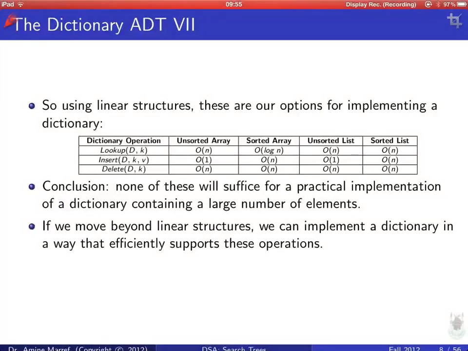So we stopped last lecture at discussing the dictionary abstract data type, and we said a dictionary is a collection of elements, and we want three operations in the dictionary: lookup, insert, and delete to be efficient. We have explored the use of the concrete data structures that we know of: sorted arrays, unsorted arrays, sorted lists, and unsorted linked lists, and we have found that the efficiency of the three dictionary operations is not quite what we want using these data structures.